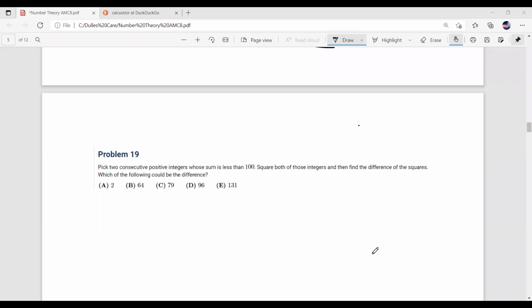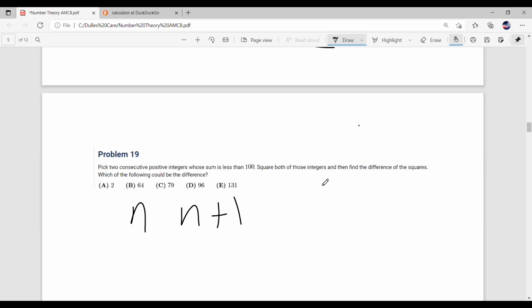Just as a hint, it says consecutive positive integers. All right, so let's look at it. Let's say we have 2 consecutive positive integers. Oh, oops, my pencil just fell off the table. All right. So let's say our first positive integer is n, and we have n plus 1.